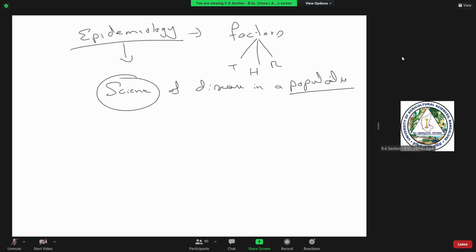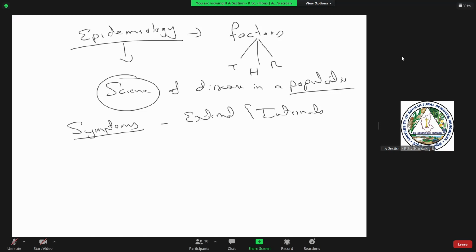And symptoms. I did not elaborate much on this, but still it is worth saying what exactly symptoms refer to. Symptoms are basically the external and internal alterations of the host. What is it? It is external and internal alterations in the host as a result of a disease.